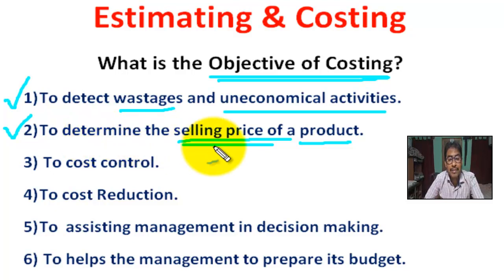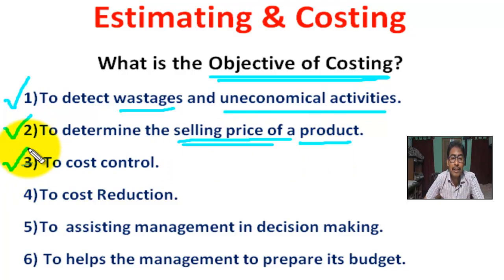Selling price depends on cost of production, market situation, government policy, competition, change in fashion, and also the income level of people.